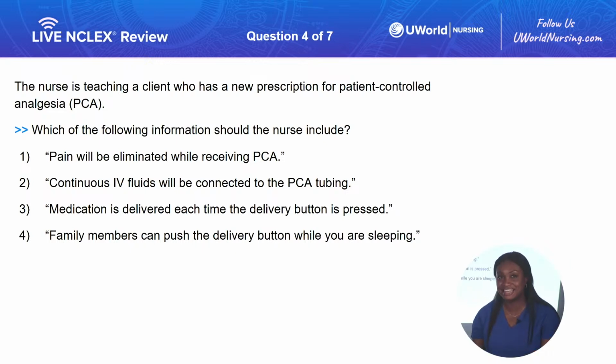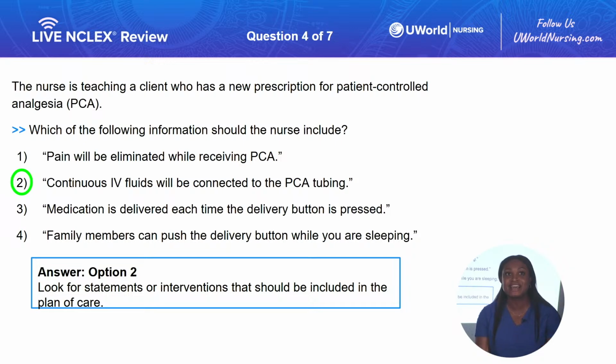Okay, let's find the correct answer for this one, which is option 2. Continuous IV fluids will be connected to the PCA tubing. Okay, so the question says, which of the following should the nurse include? This means that the entire answer has to be correct. So not just part of it. It can't be maybe. Sometimes the entire answer choice has to be correct the entire time.